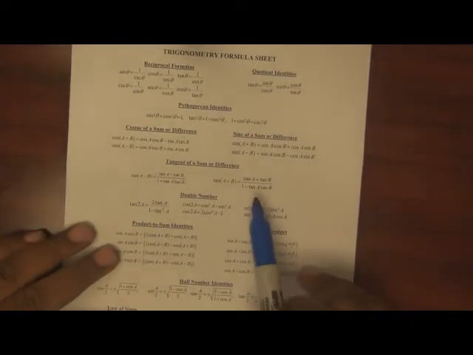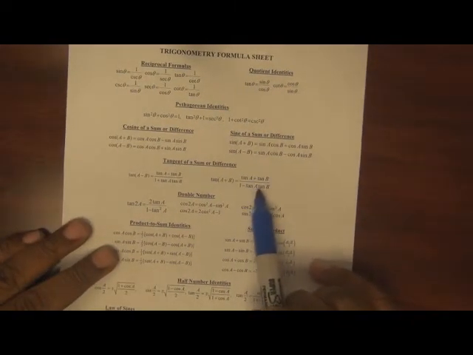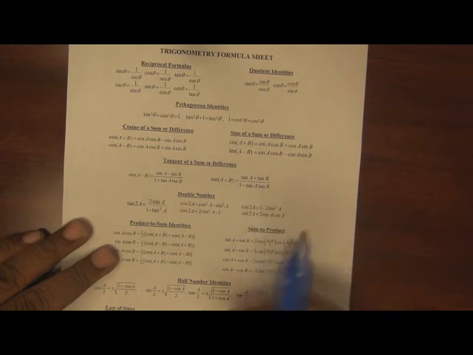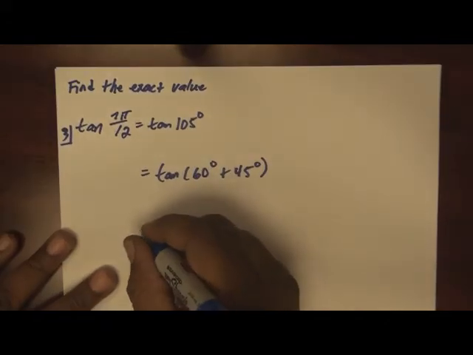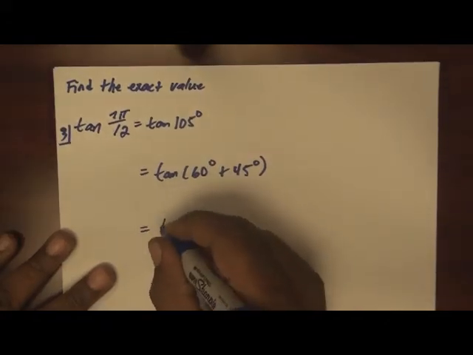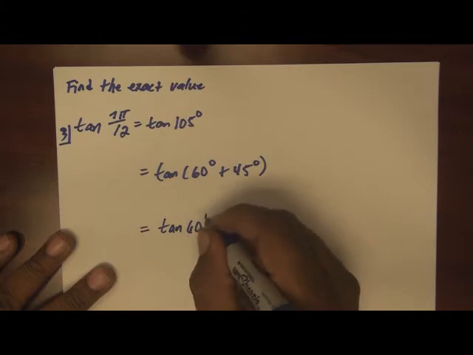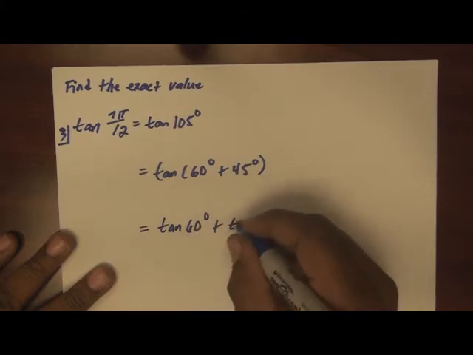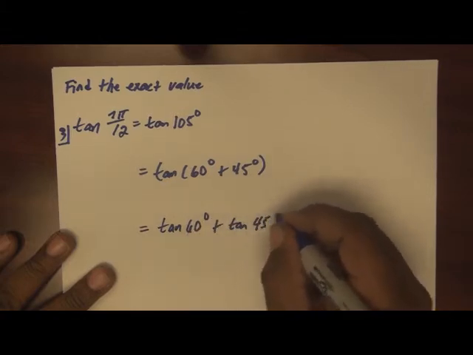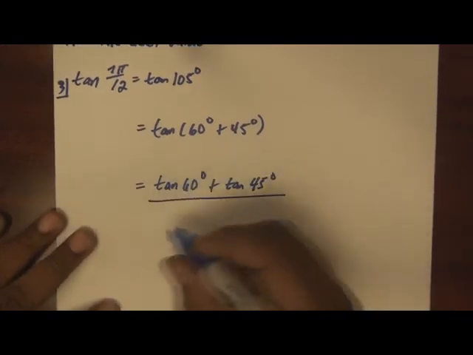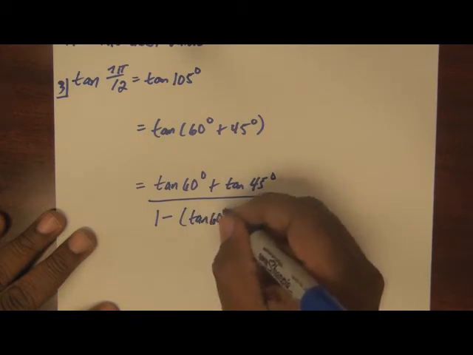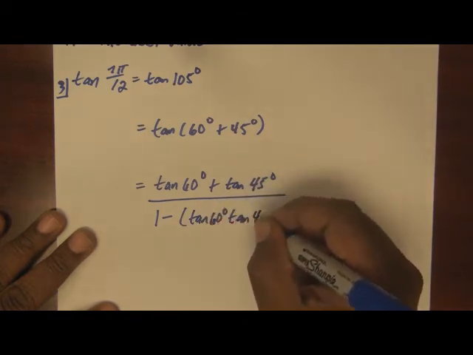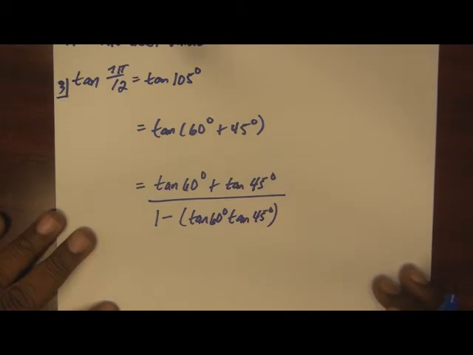So if we look at the sum of tangent, it's tangent A plus tangent B over 1 minus tangent A times tangent B. So I'm going to write this out as the tangent of 60 degrees plus the tangent of 45 degrees divided by 1 minus the tangent of 60 degrees times the tangent of 45 degrees.